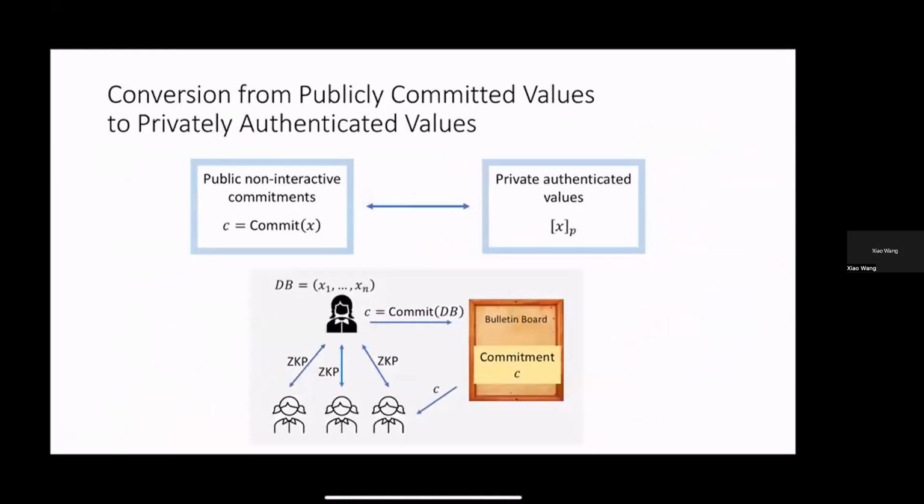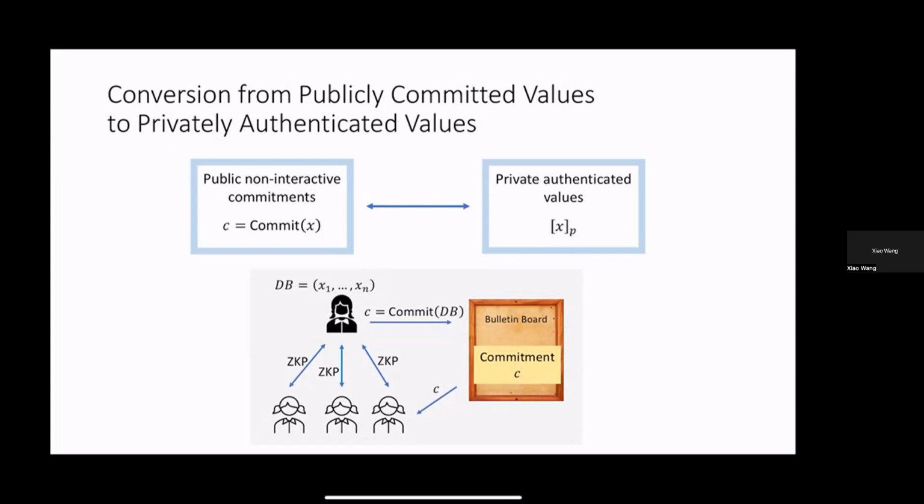Okay, so we also need to convert some kind of public commitment with the authentications. Let's say I have a model that is publicly committed so that everybody can access it. Let's say I can host the commitment on the bulletin board, and then I can still run the zero knowledge proofs with each of the individuals, with the assurance that all of them use the same model. Okay, that's why we need to use this kind of public commitment.